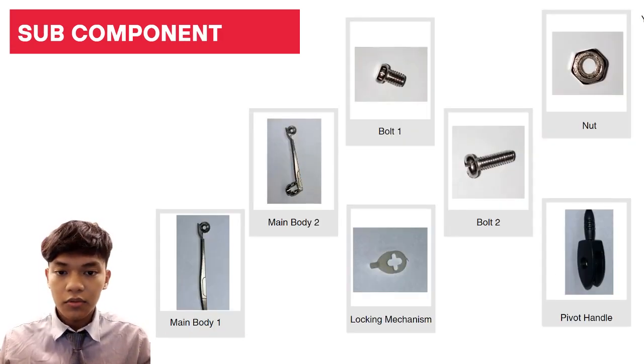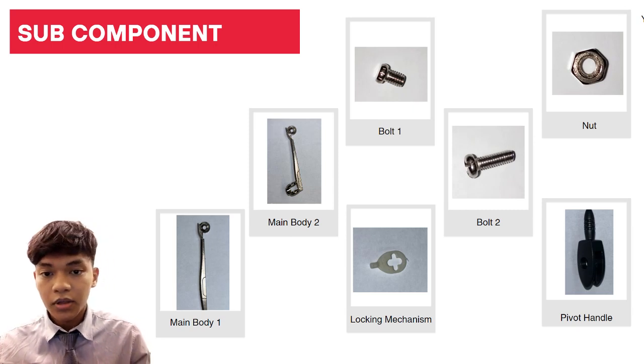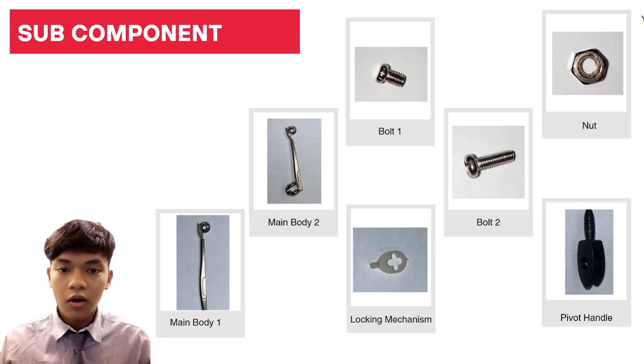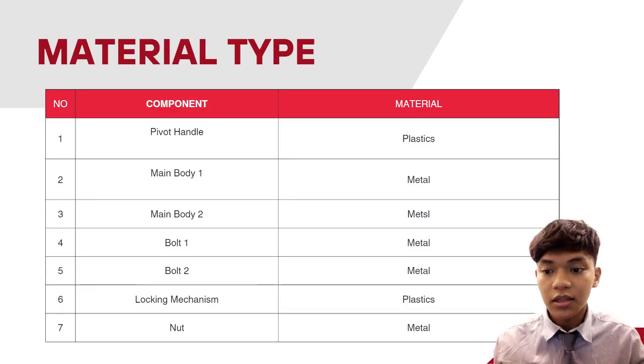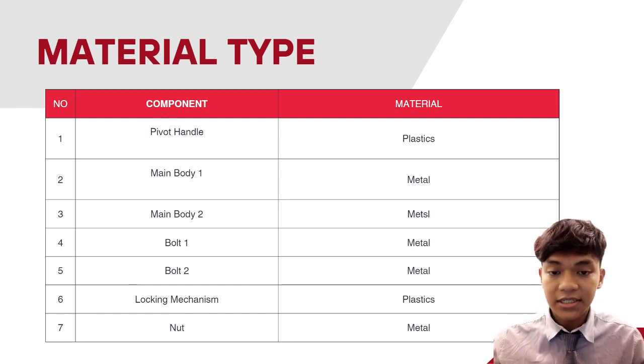So let's talk about the sub-components of our product. As I said before, our product consists of 7 sub-components. The first one is the pivot handle. This component is used to hold the 2 main body parts together. It is made out of plastic.